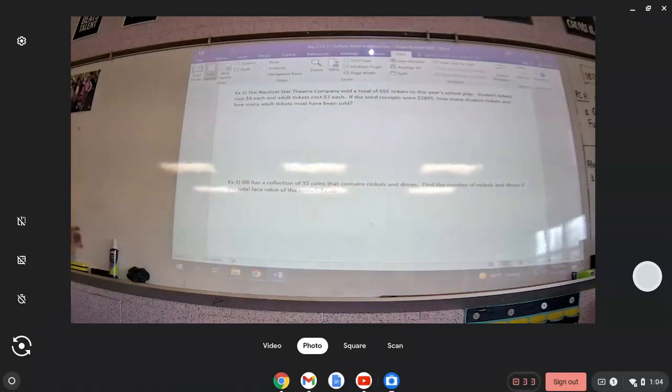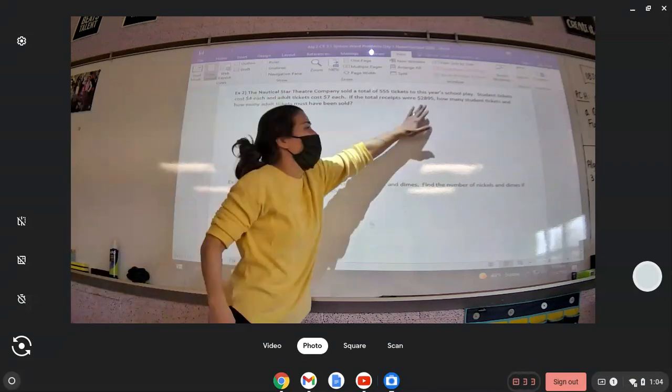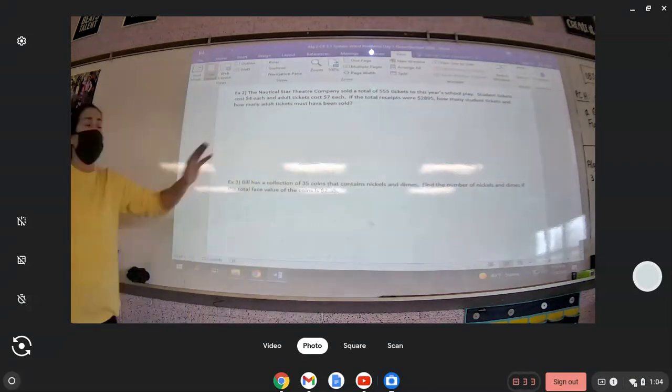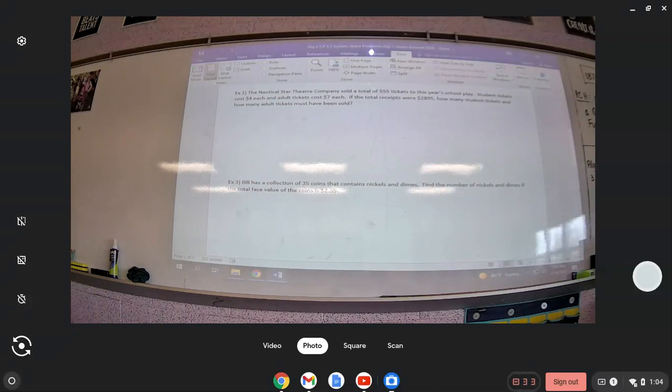This one says, the Nautical Star Theater Company sold a total of 555 tickets to this year's school play, okay? Student tickets cost $4 each, and adult tickets cost $7 each. The total receipts for all the tickets sold was $2,895. That's how much money they made off selling these tickets. If that's how much money they made, how many student tickets and how many adult tickets must have been sold?